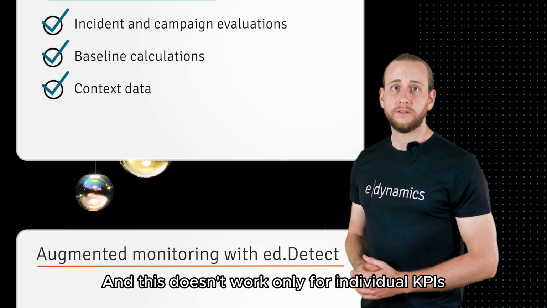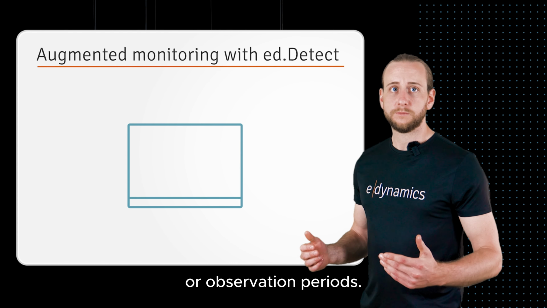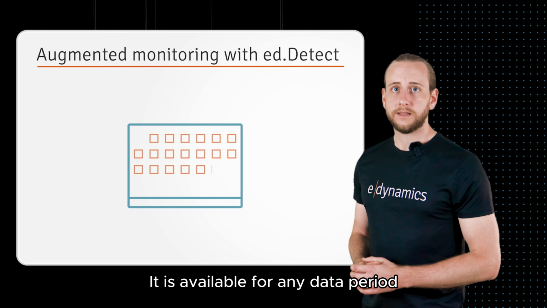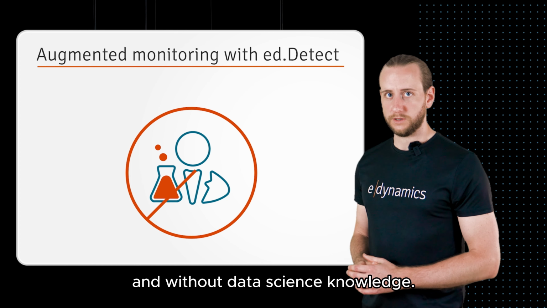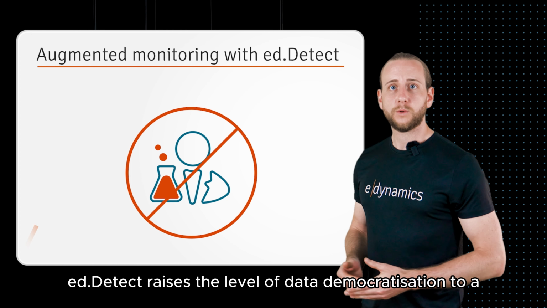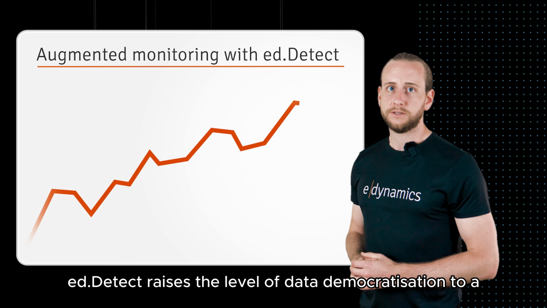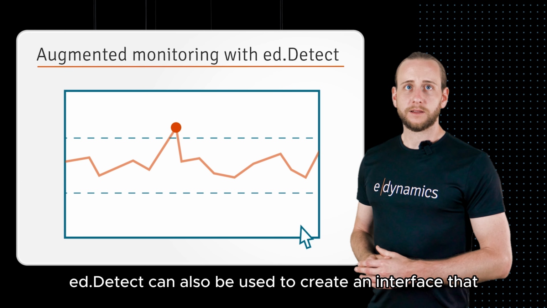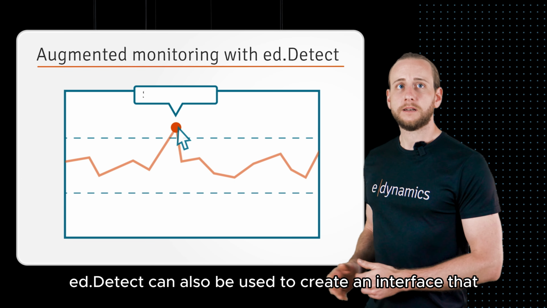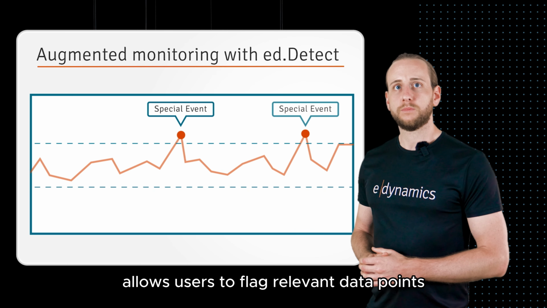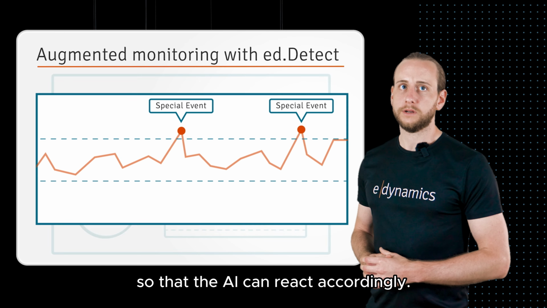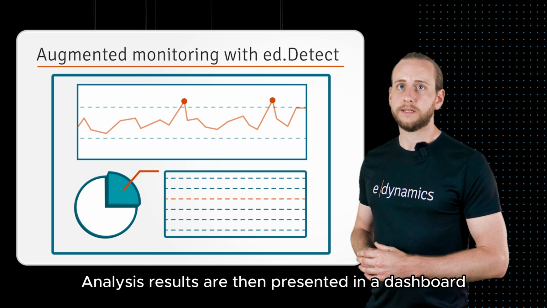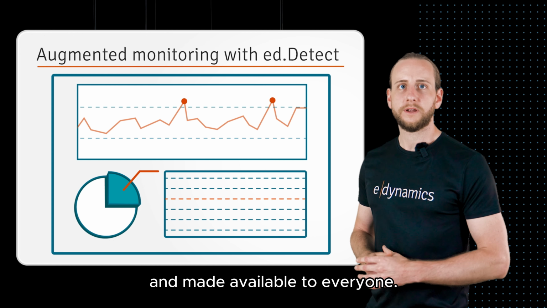And this doesn't work only for individual KPIs or observation periods. It is available for any data period and without data science knowledge. With this approach, ed.Detect raises the level of data democratization to a new level. ed.Detect can also be used to create an interface that allows users to flag relevant data points so that the AI can react accordingly. Analysis results are then presented in a dashboard and made available to everyone.